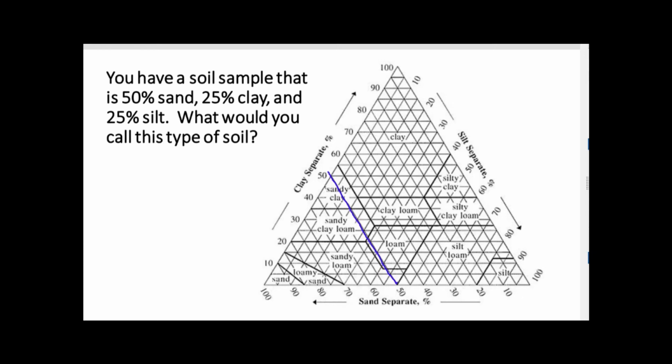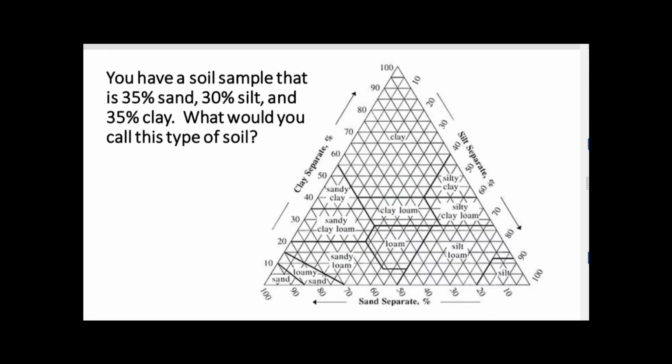And then we have 25% clay. Do one more, 25% silt. Okay. I got sandy clay loam, and it looks like that's what you guys got too. So that was good. Let's try one more.